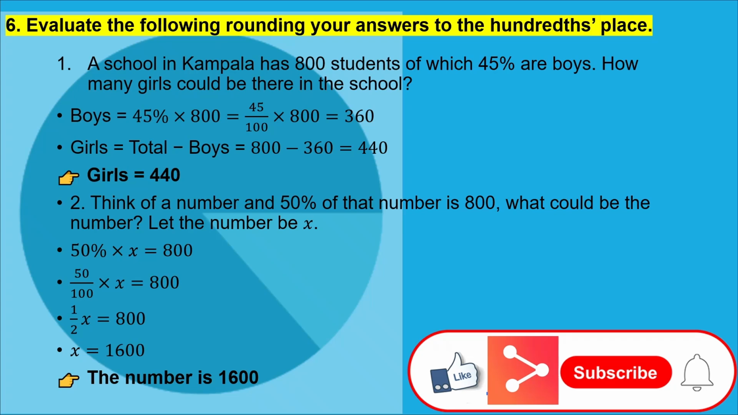Think of a number, and 50% of that number is 800. What would be the number? You let the number be x, then 50% of x, you multiply, that is 800. Then you simplify by dividing, and you have a half x equal to 800. Then you multiply both sides by 2 and you have x equal to 1600.